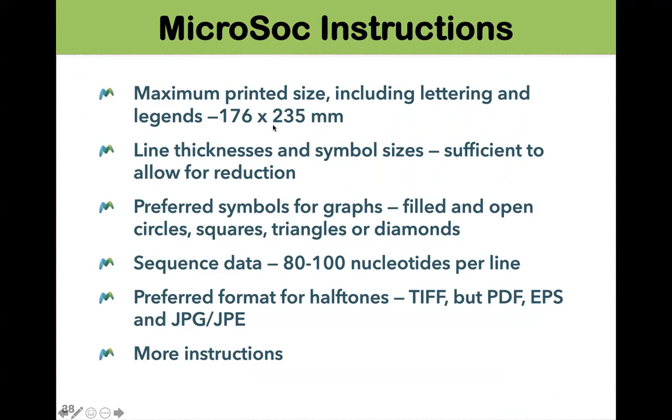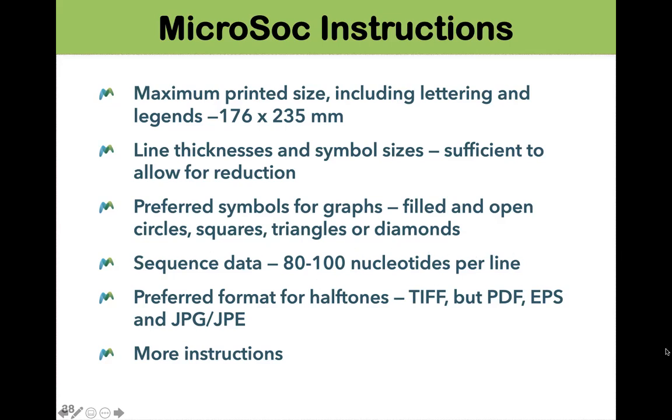And like I told you, every journal has their instructions. Ours specifies the maximum printed size, the line thickness, and allowance for reduction, just what I just told you. They even tell you the preferred symbols for graphs. When you do several lines on a graph, you go from circles, squares, triangles, and diamonds. These are very specific instructions.